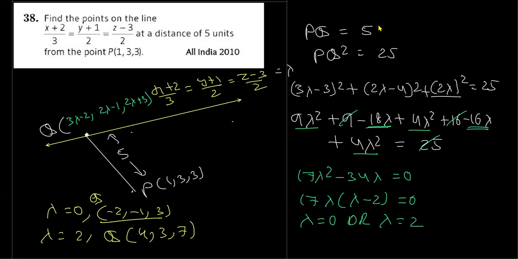So this is what we had to find out, the points. As you can see, there is more than one point. The required points are (-2, -1, 3) and (4, 3, 7). These are the two points. Instead of saying or, we can say and, because as I said, there can be other points whose distance from this point is the same. So that's how we will do this question.